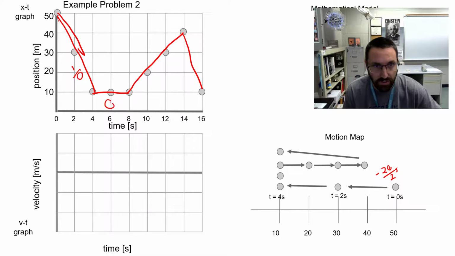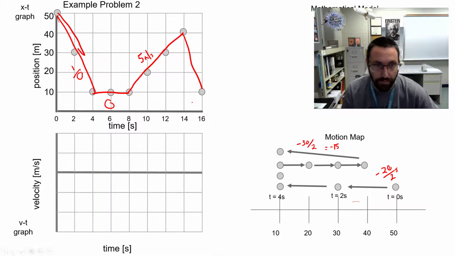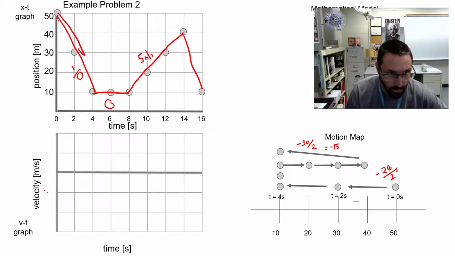Then we got a velocity of 0. Over here, this is going forward 10 over 2 seconds, which is going to be 5 meters per second. And the last section, I went from 40 to 10. That's negative 30. So I drop negative 30 over 2, which gives me negative 15 meters per second. So I got negative 10, 0, positive 5, and negative 15.